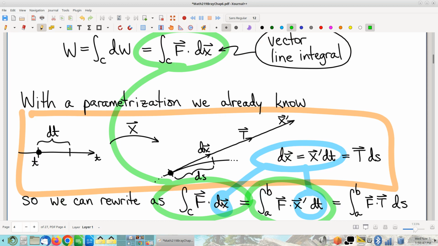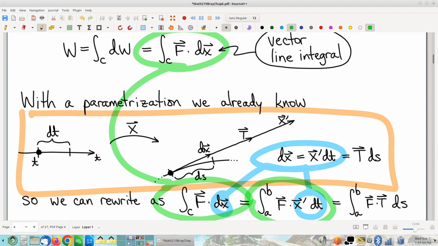T goes from A to B. Rewrite all this stuff in the dot product in terms of T, which is literally just a matter of plugging in the parameterization. This is a Calc 1 single variable integral. Very plug and chug convenient.